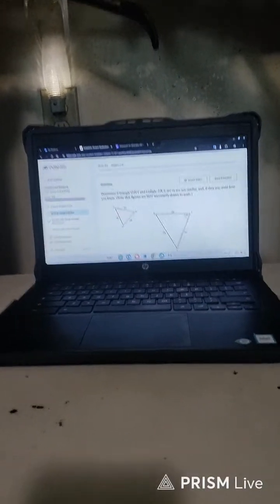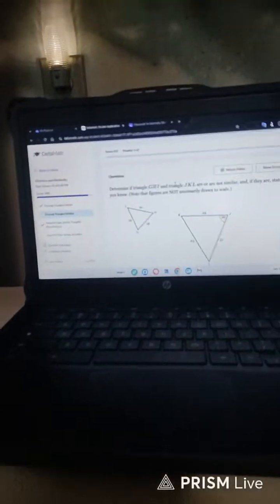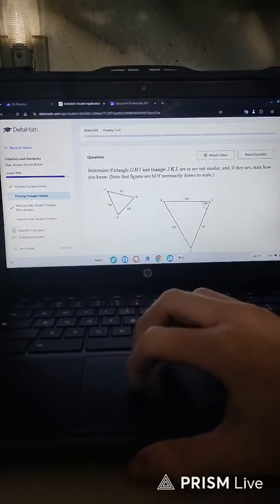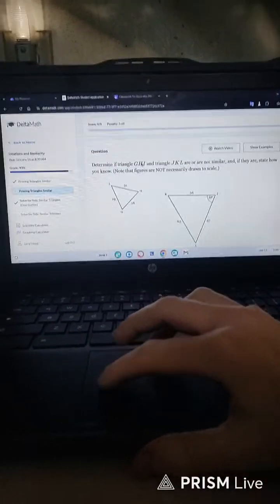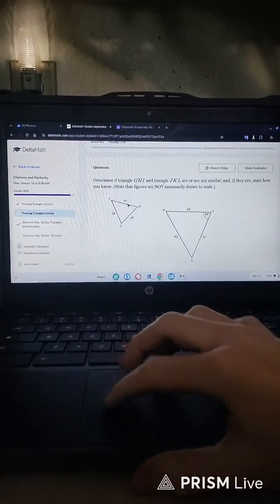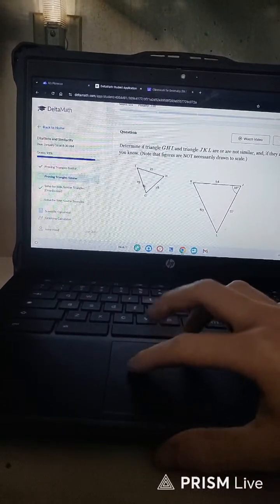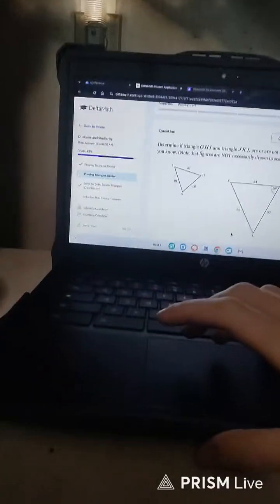Determine if triangle GHI and triangle JKL are or are not similar. Or if they are, state how you know. Alright, so 54 would have to be equal to KJ, so these two, IH, so LK would be equal to IH. So where's LK? 63 would equal 21, so it's times 3. So if this is that, then this would be that, and this would be that, right? Let me just make sure.